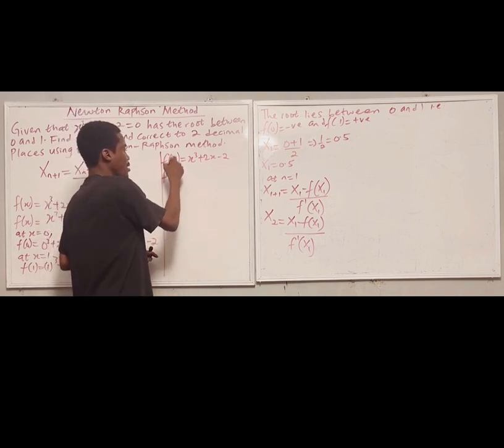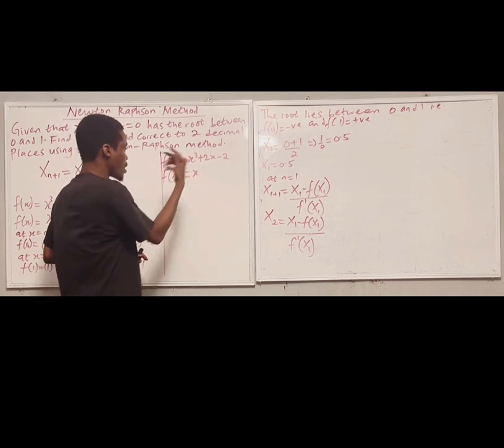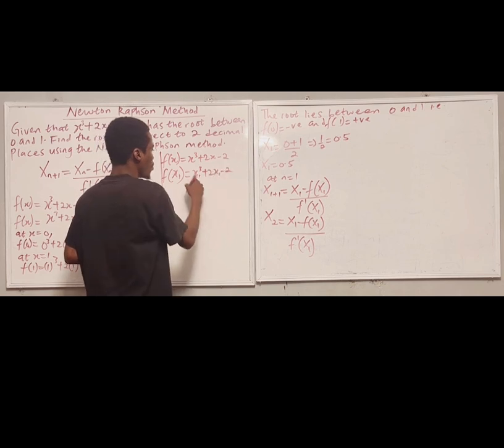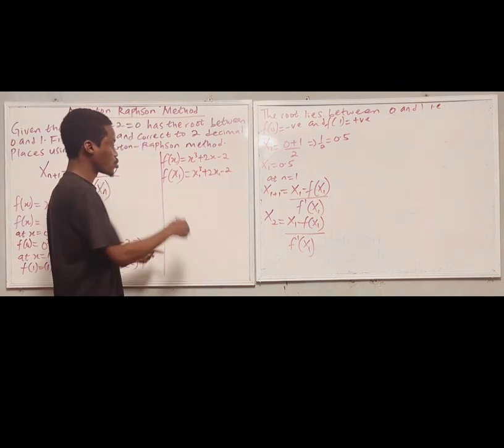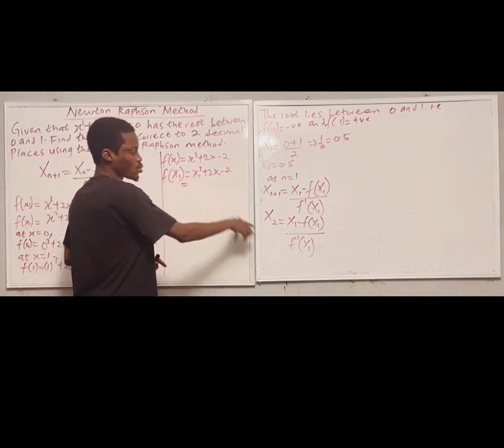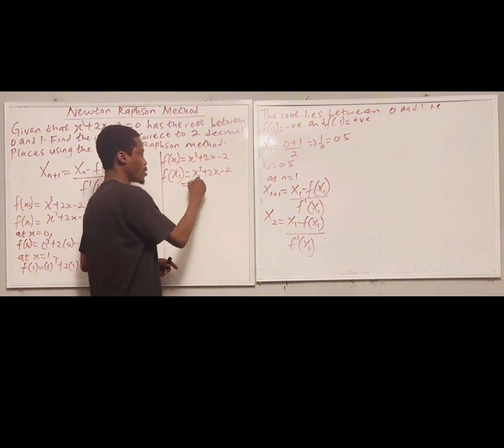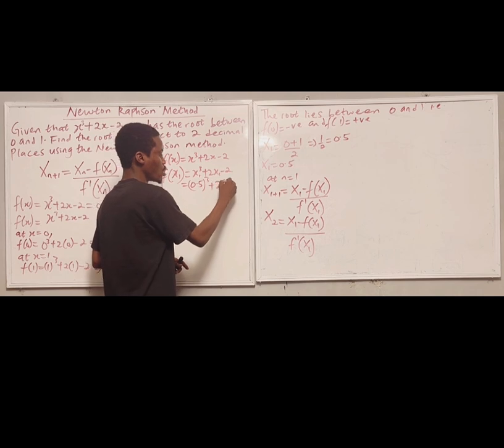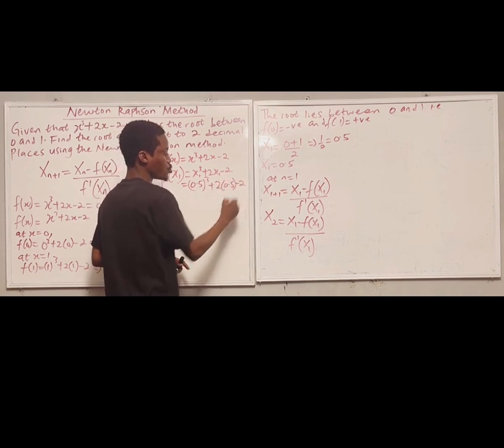So my f of x will now be f of x1 is equal to what? It means whenever I see x, I put x1. Let's do the same thing: x cubed plus 2x minus 2. Whenever I see x, I put x1. So this is what it means. So what's my x1 already? My x1 is 0.5. So 0.5 to the power of 3, plus 2 times 0.5, then minus 2.